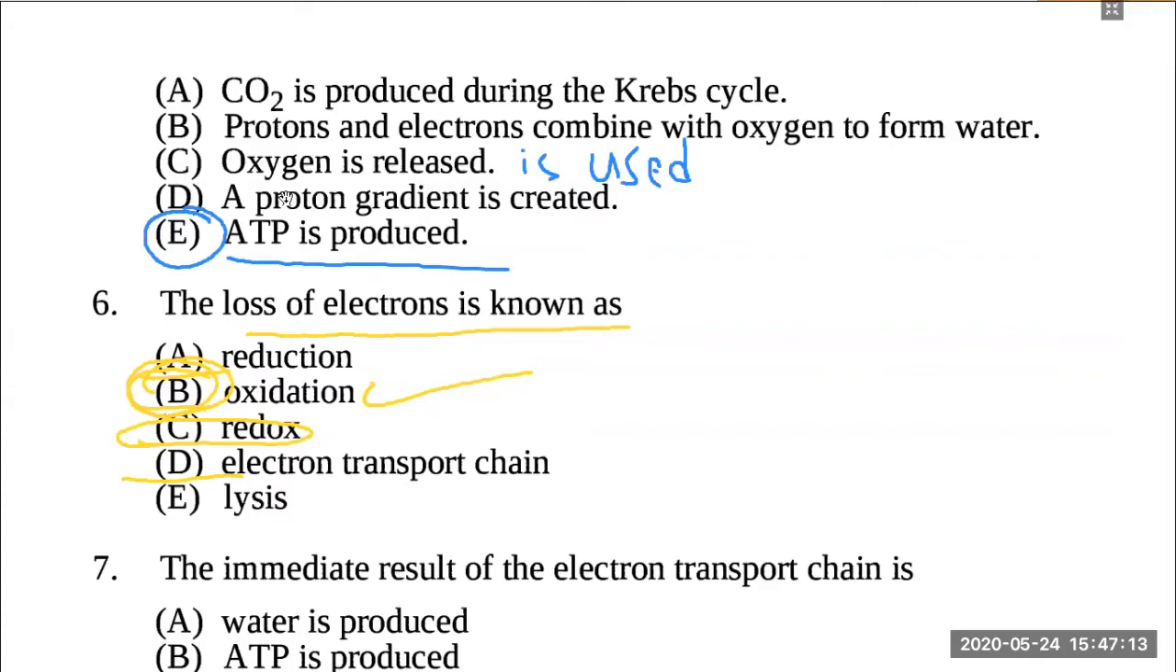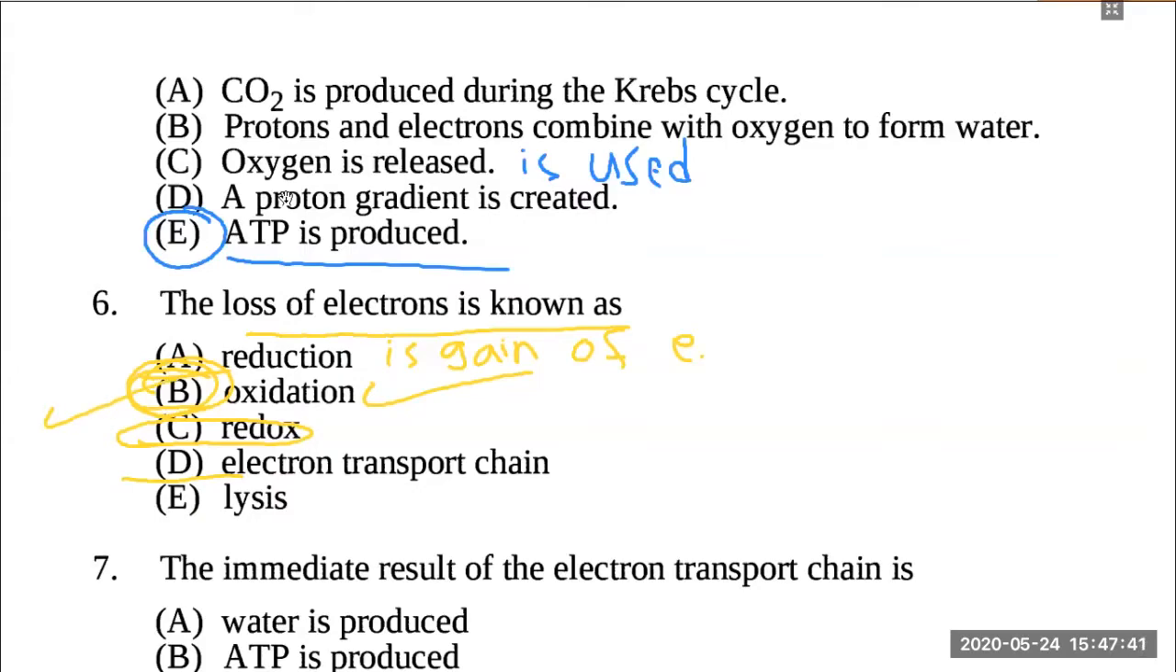While reduction is the gain of electrons, oxidation is the loss of electrons. We call it oxidation. Redox is like both oxidation and reduction. This is the answer for the question, which is oxidation.